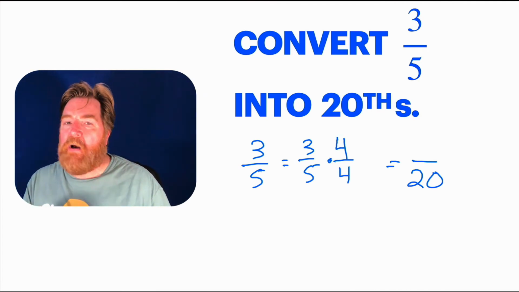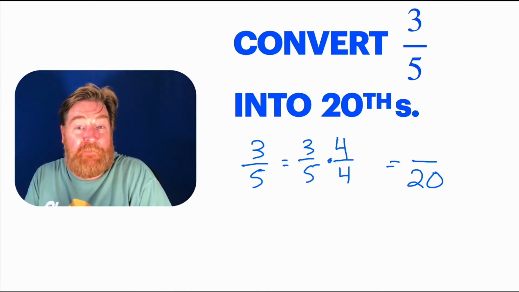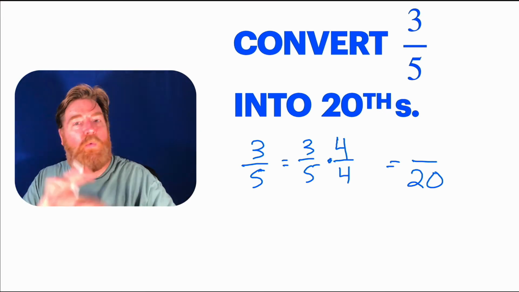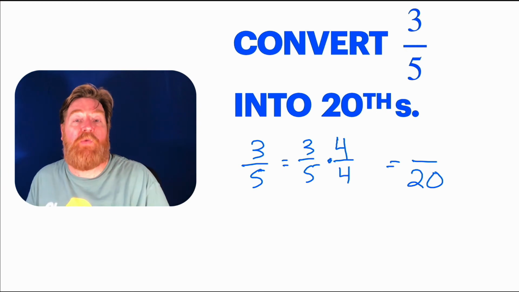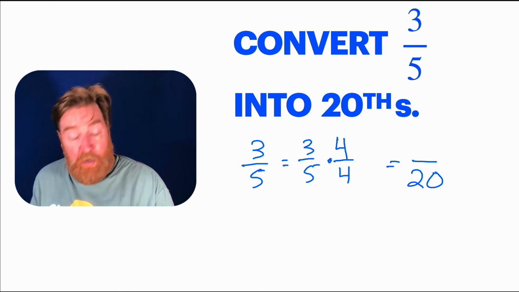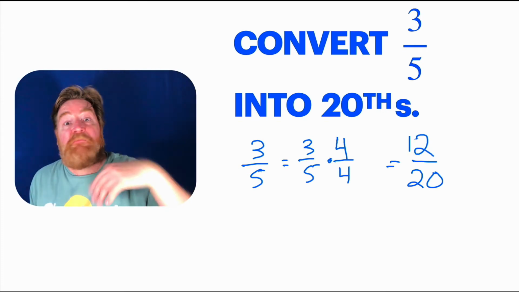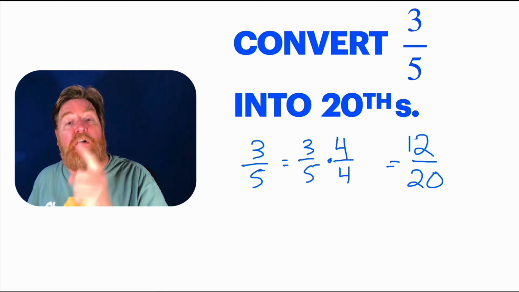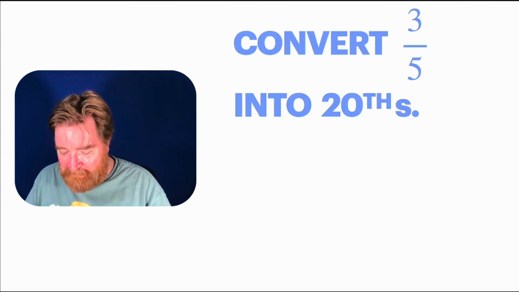That's the beauty of the number 1. It's got so many different looks, right? It can be 4/4, it can be 10/10, it can be 100 hundredths, whatever you need. You can pick the right form and that'll get you where you want to go. Because look at this, 5 times 4 is 20 and 3 times 4 in the numerator is 12. So 3/5, all dressed up in its 20th outfit, is 12 20ths. Same number, different look. Okay?